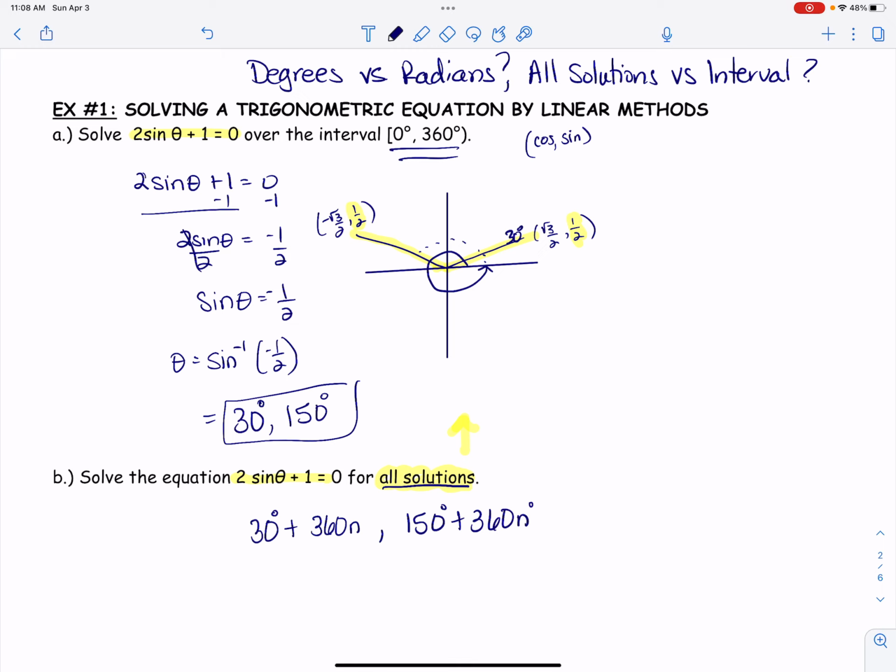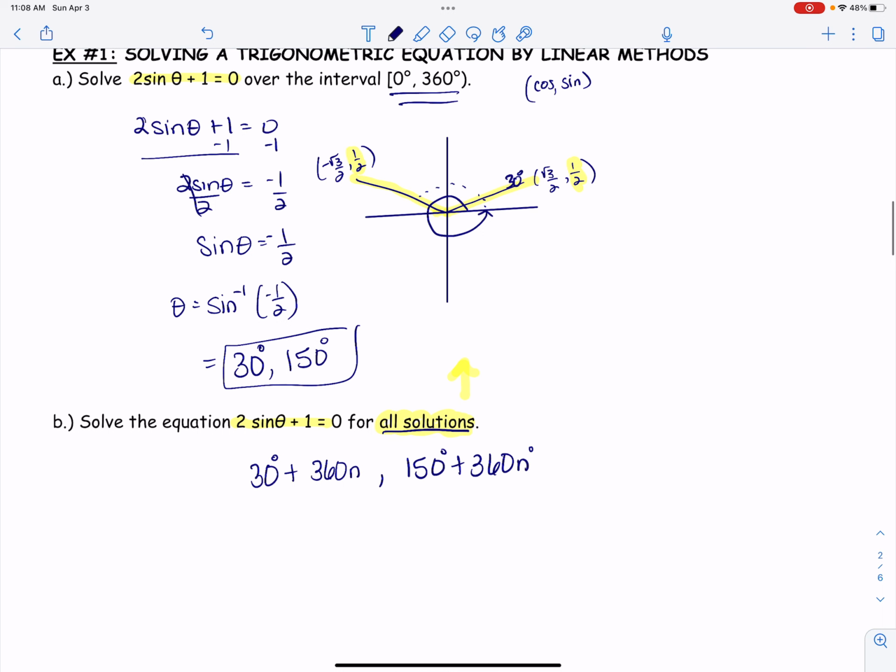Now I kept it in degrees because the last one was in degrees, but keep in mind, if they asked me for radians instead, it would look the same, except I would just have pi over 6 and 5 pi over 6 for my 2 solutions in that range, and then pi over 6 plus 2 pi n, and 5 pi over 6 plus 2 pi n. Remember, 2 pi and 360 are the same thing, one trip around the circle.